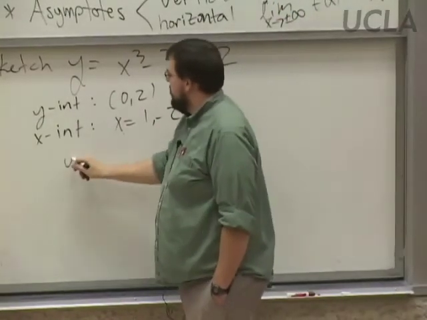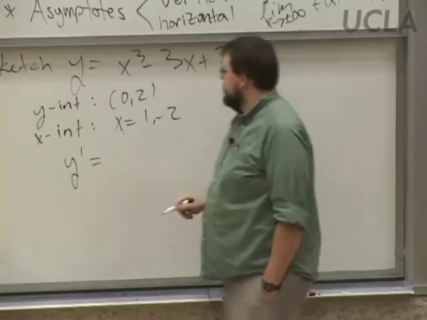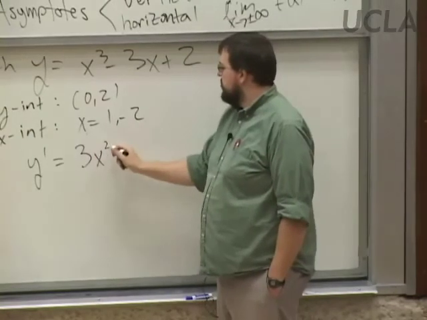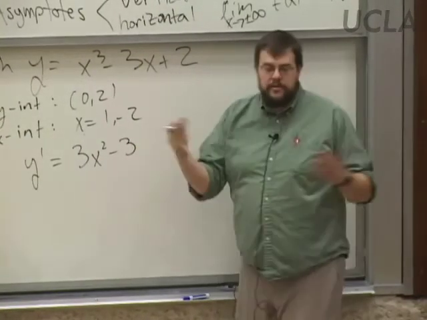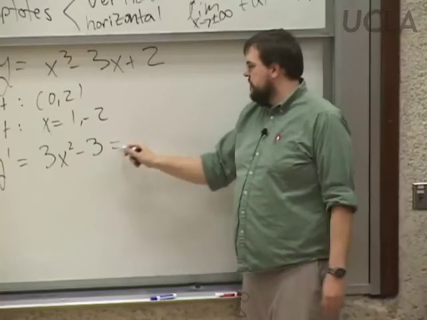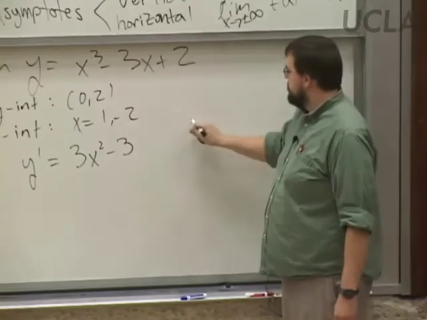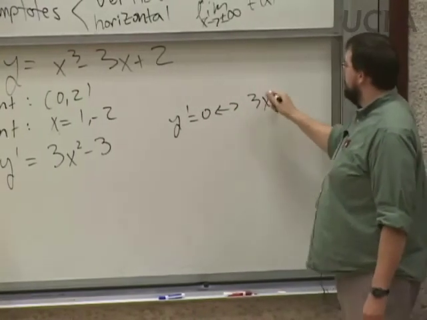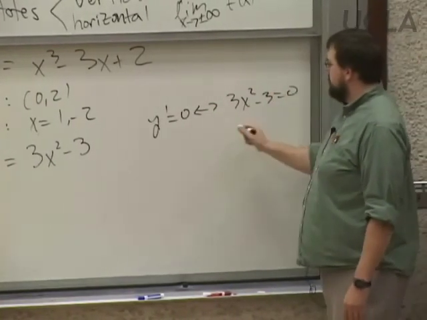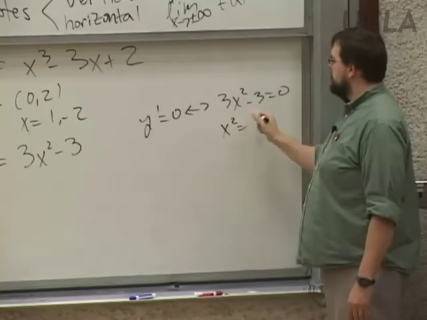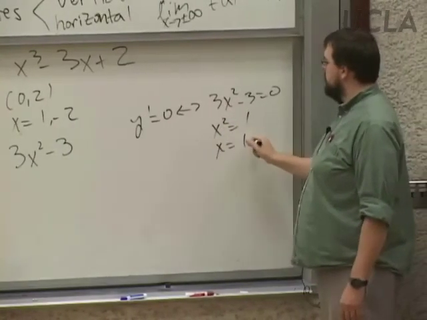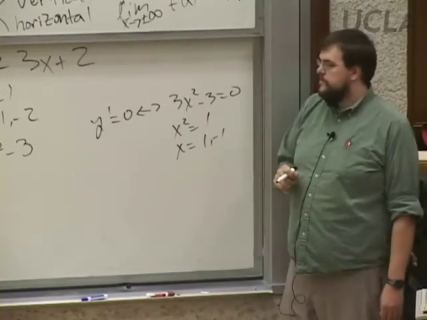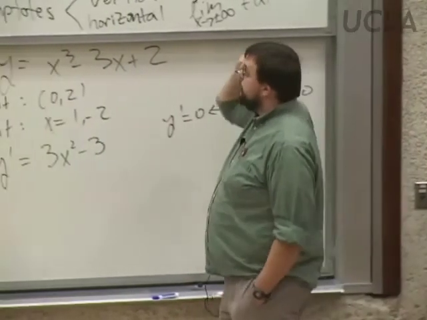Critical points, I look at the derivative, y prime. What's the derivative? 3x squared minus 3. Now, this, of course, always exists. So I'm just going to look at when does the derivative equal 0. Well, so y prime equals 0 corresponds to when 3x squared minus 3 equals 0, which is the same as x squared equals 1, which is that x equals 1 and negative 1. So at plus and minus 1.